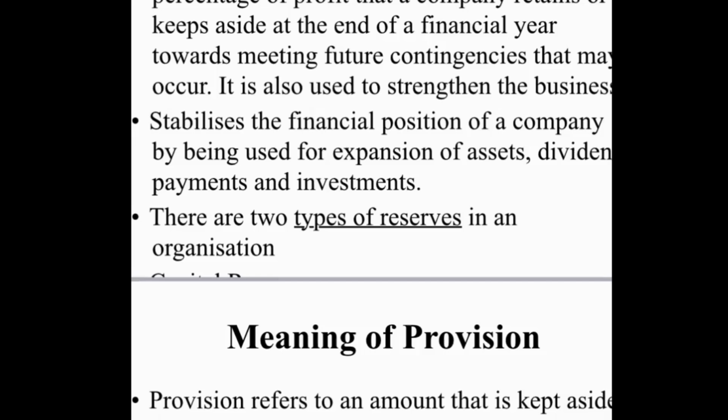Reserve is for unforeseen expenses. Provision is when you know that in future, if I default, my EMI cost is around 1,000. Reserve means for unexpected money. Provision is for expected money. Understood? Yes, ma'am, I got the point. So that is the difference between reserve and provision.